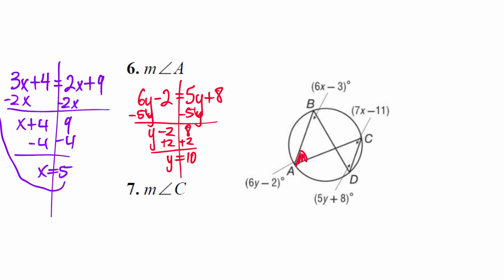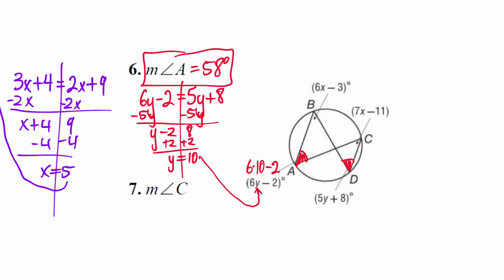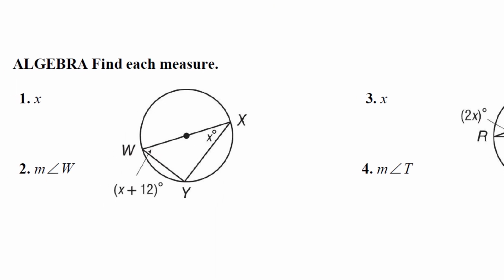Angle A and angle D are congruent, so we set them equal. 6y minus 2 equals 5y plus 8. Solve for y, y equals 10. Take that 10, plug it back in right there. 6 times 10 is 60, minus 2 is 58. All right, pretty simple there.